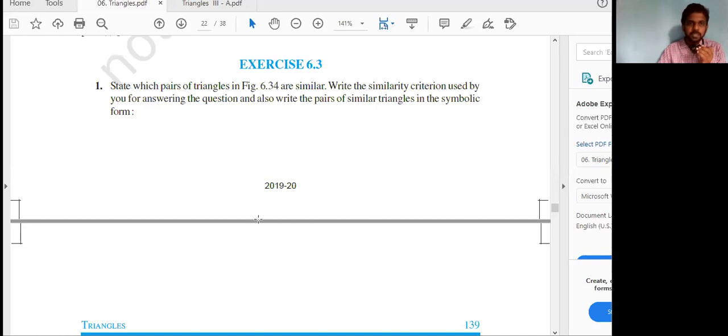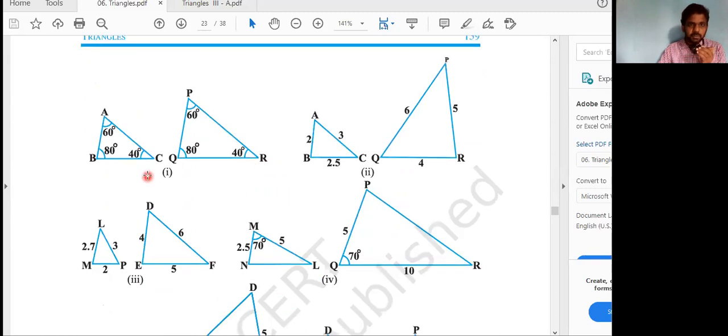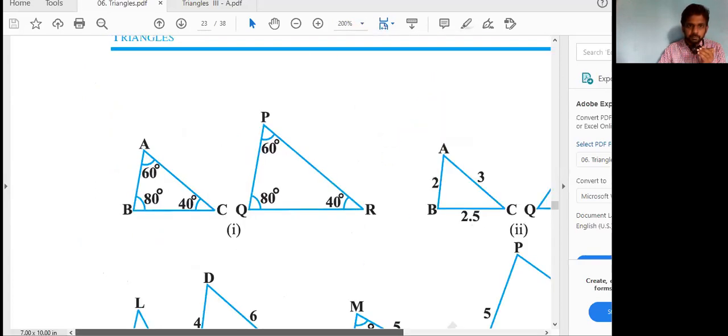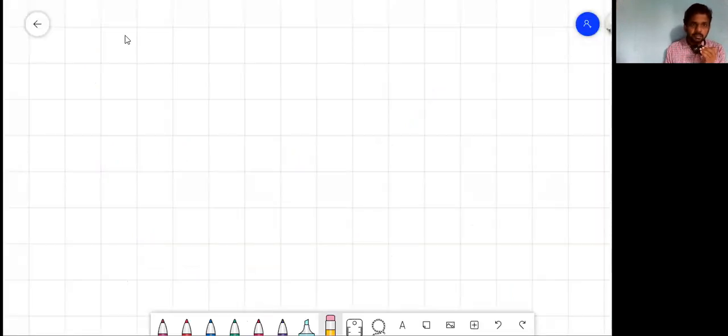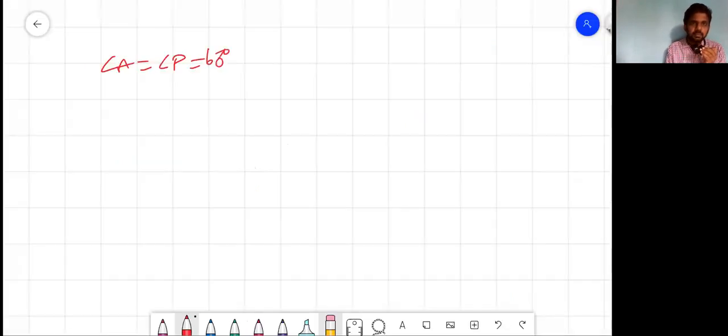So moving on to the exercise, we have to find in the first question which are the similar triangles and on what basis, what criterion it is known as similar triangles. So in the first subdivision, we can see that angle A is equal, I'll just zoom it here. Angle A is equal to 60 degrees, angle P is equal to 60 degrees. So can we say that angle A is equal to angle P? Then we can see that angle B is equal to angle Q is equal to 80 degrees.